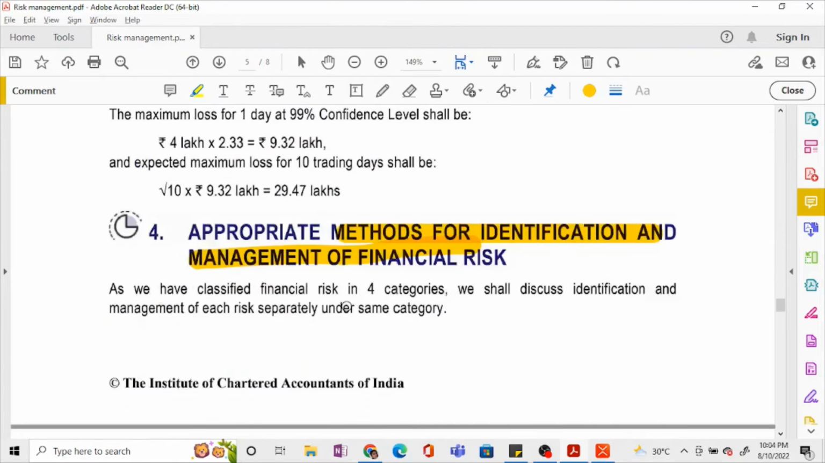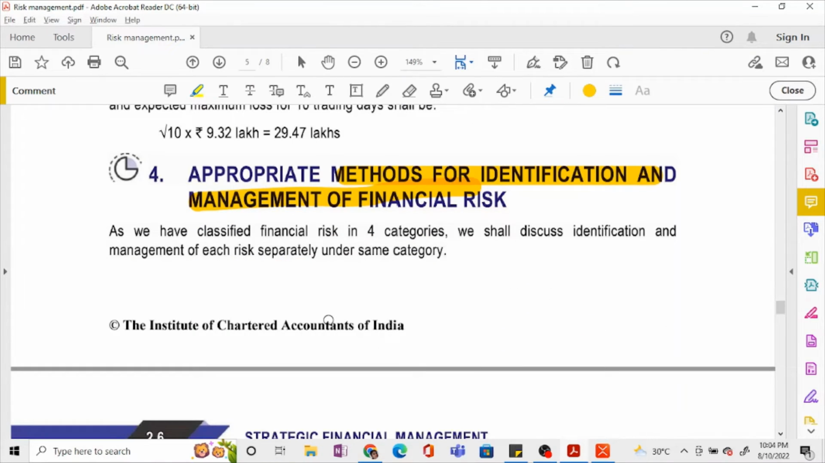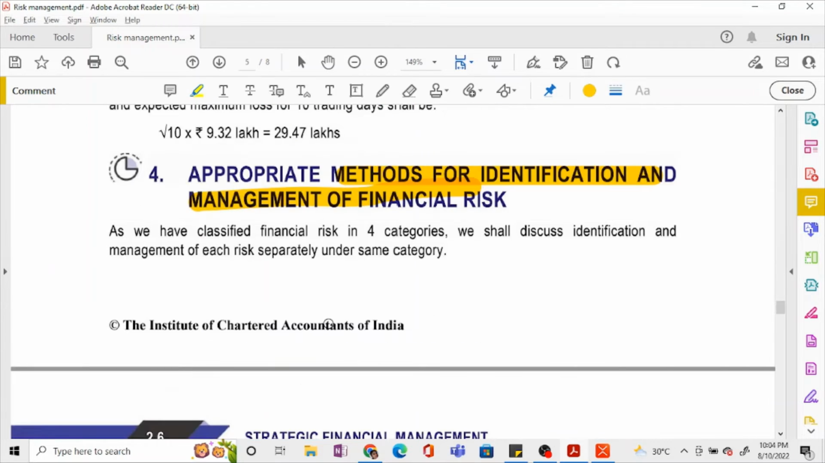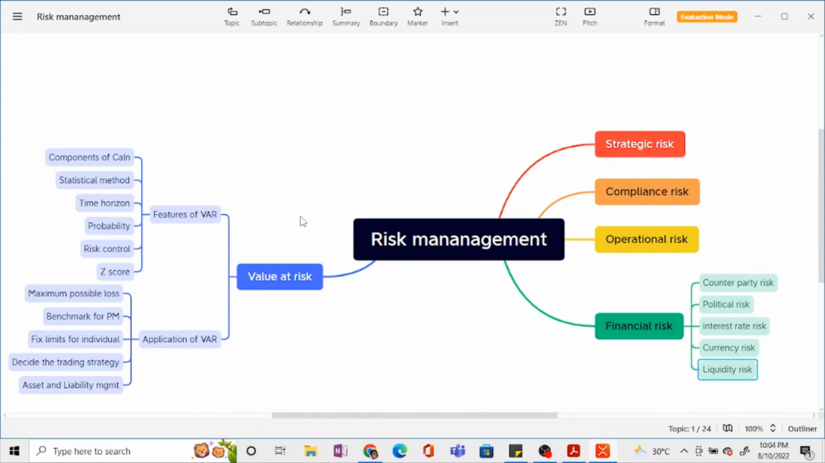Next, appropriate methods for identification and management of financial risk. There are various methods. There are various types of financial risk we have seen: counterparty risk, political risk, interest rate risk, currency risk, and liquidity risk. These are the various types of financial risk we have seen.